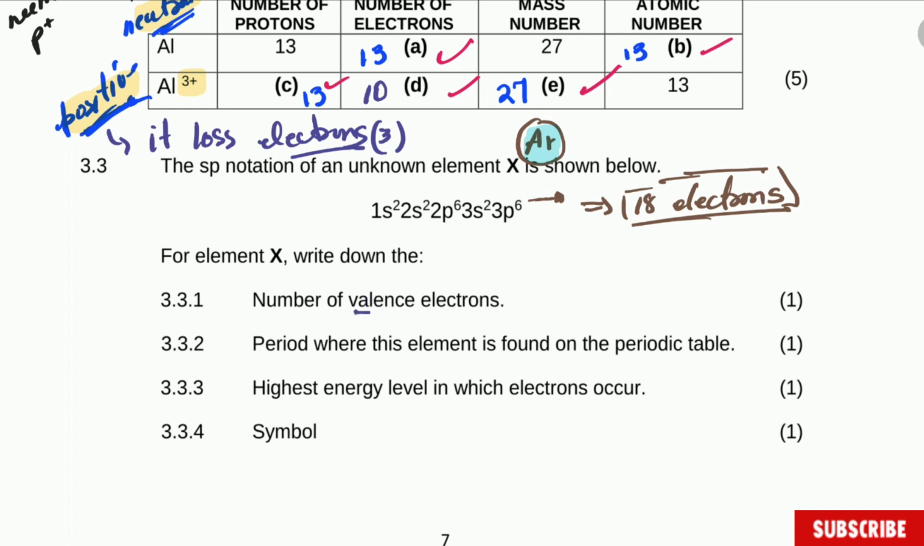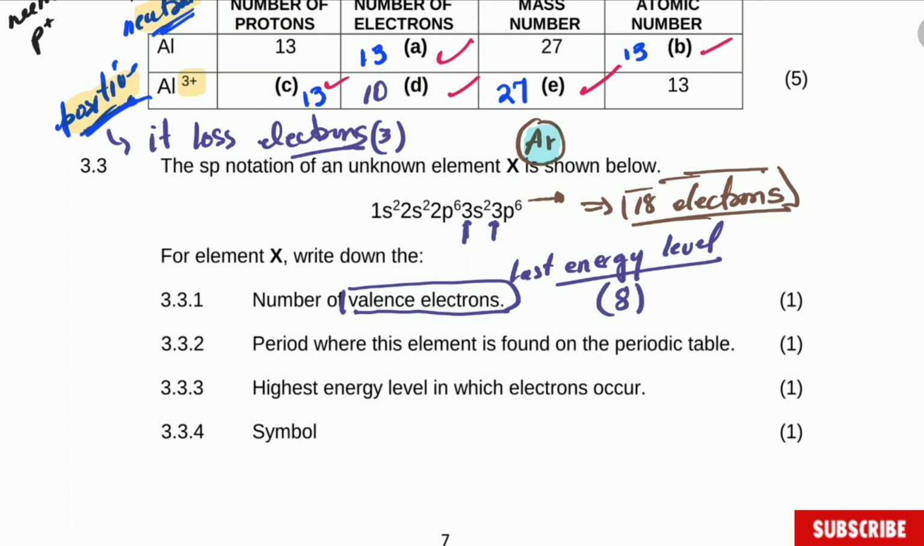Now what I want you to recall: valence electrons are in the last energy level. Okay, the last energy level here is energy level 3. That is the last energy level. So you have 2 electrons in 3s and 6 electrons in 3p. Therefore, the total valence electrons that we have here is going to be 8 electrons. That is the answer there. And if you do that, you will get 1 mark.